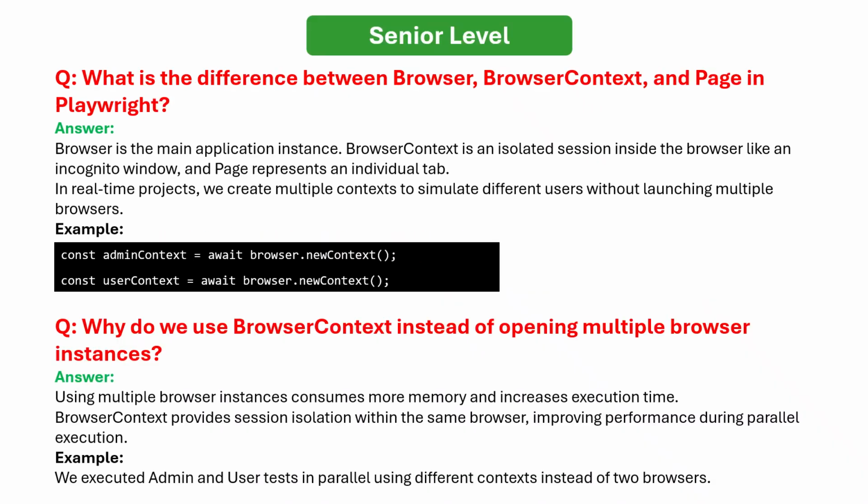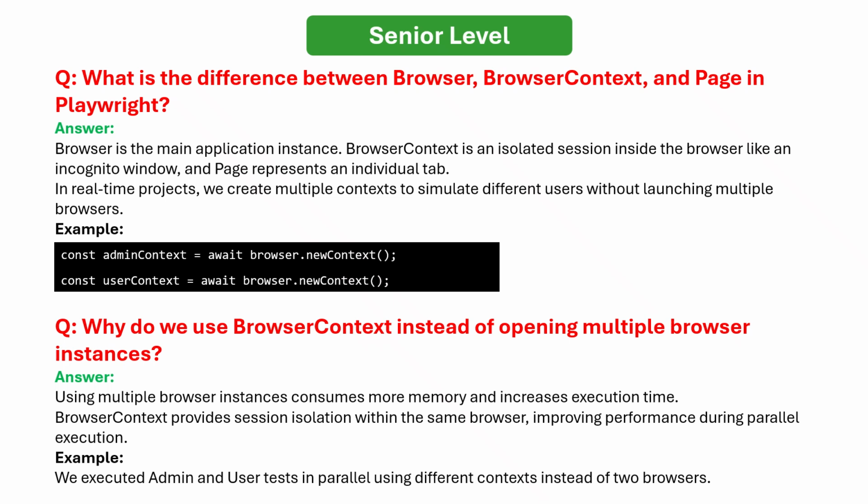Next, senior level. What is the difference between browser, context, and page in Playwright? Answer. Browser is the main application instance. Browser context is an isolated session inside the browser, like an incognito window, and page represents an individual tab. In real-time projects, we create multiple contexts to simulate different users without launching multiple browsers.